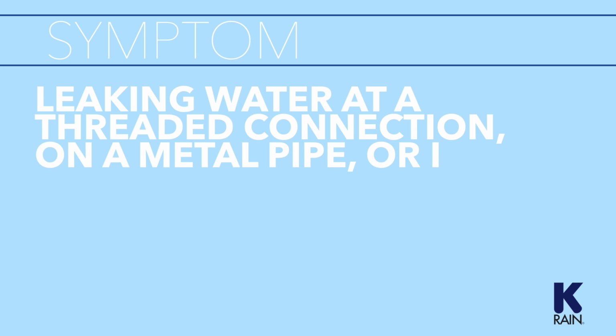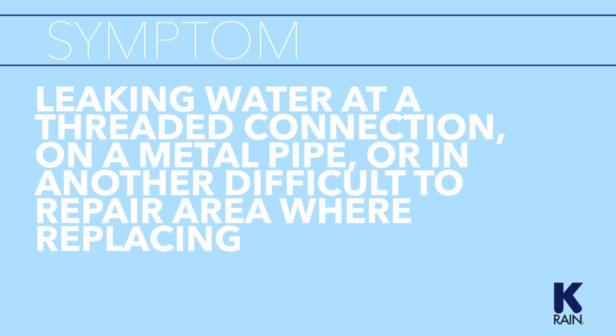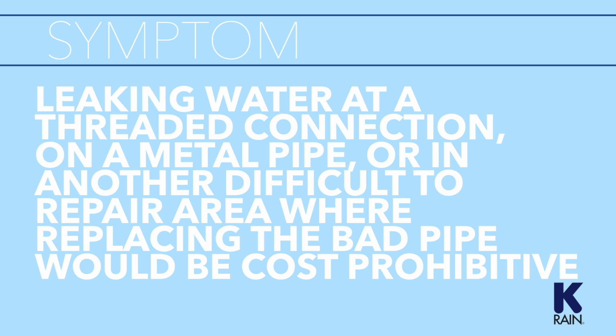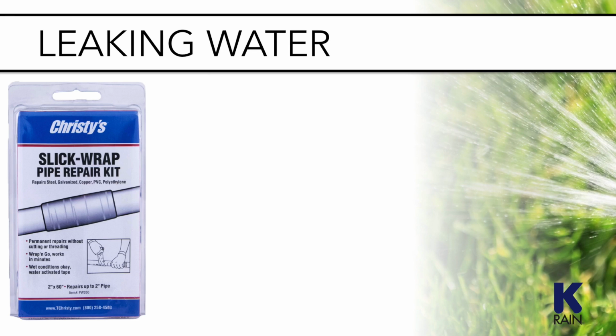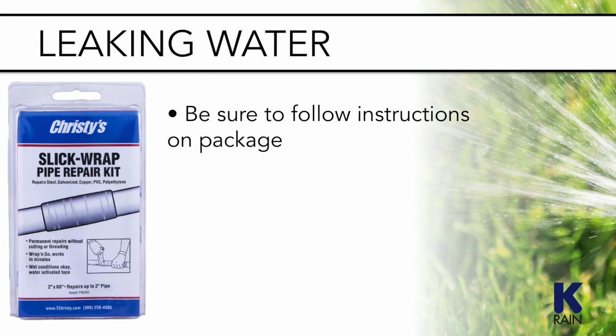Symptom: leaking water at a threaded connection, on a metal pipe, or in another difficult to repair area where replacing the bad pipe would be cost prohibitive. Sometimes you'll encounter leaks in places that don't lend themselves well to cutting out the damaged pipe and replacing it with a new section of pipe. In these cases, you can use an epoxy-based repair kit like Christie's Slick Wrap to do a wrapped repair. Be sure to follow the instructions on the package as products vary on the specifics of how to use them.